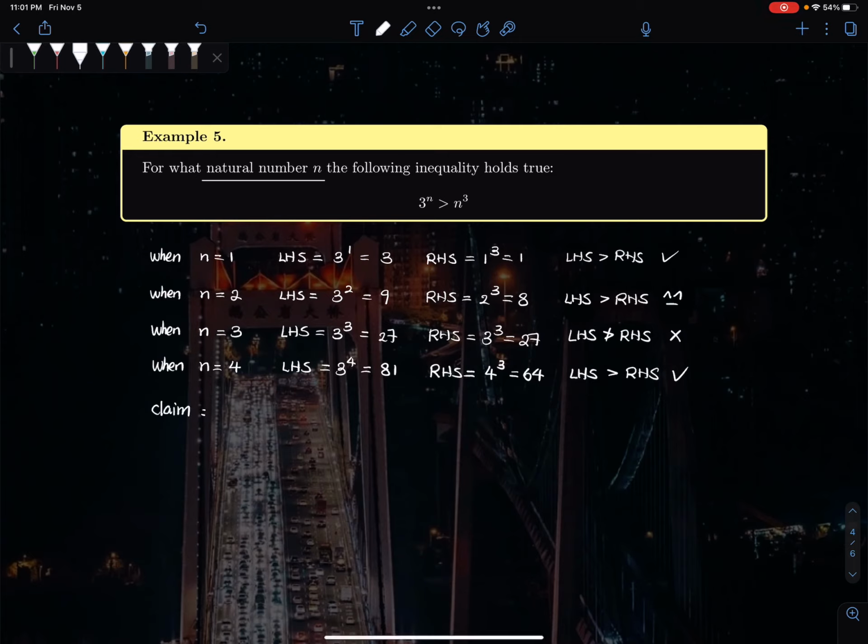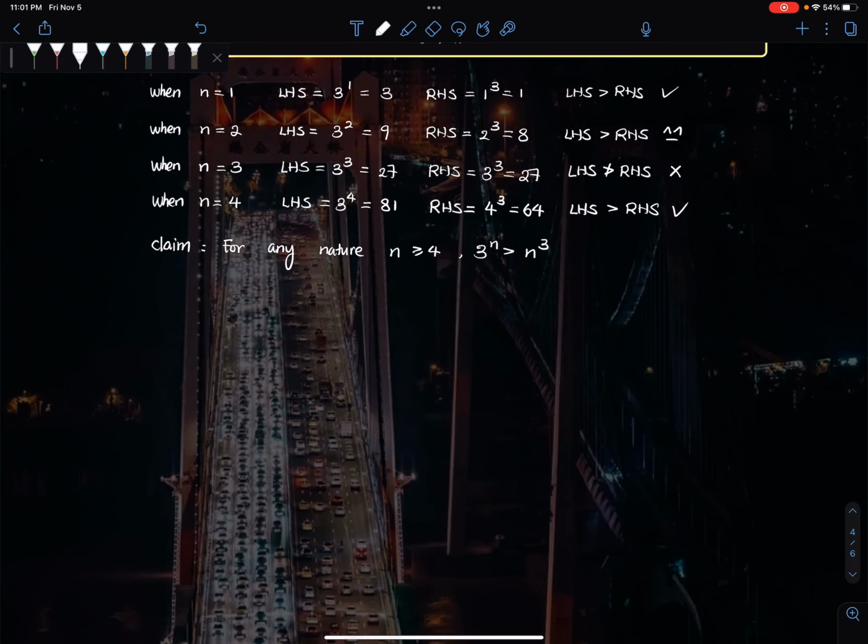My claim is for any natural number n that's greater than or equal to 4, 3 to the n is going to be greater than n to the power of 3. Okay, so this is my claim. Now I need to prove it. So let's proceed by induction.